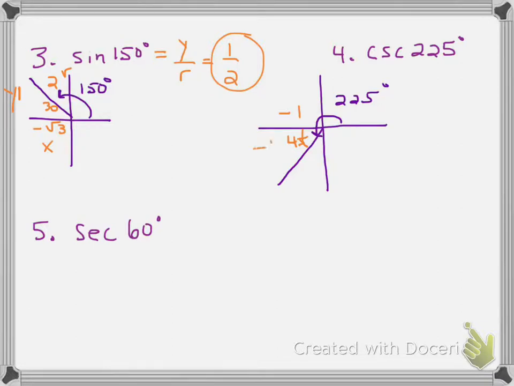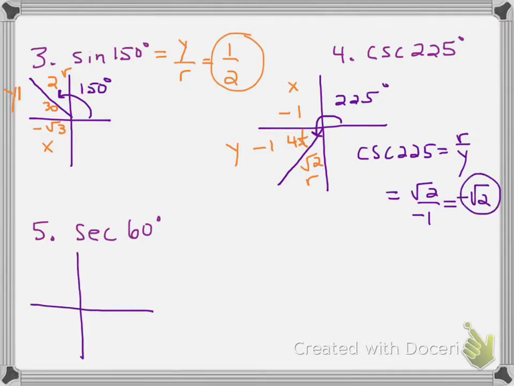So x is negative 1, y is also negative 1, and my r value is going to be square root of 2. Now remember, we're finding cosecant. Cosecant and sine are related. They're reciprocals. So if the sine is y over r, the cosecant is r over y. So square root of 2 over negative 1 gets me negative square root of 2.